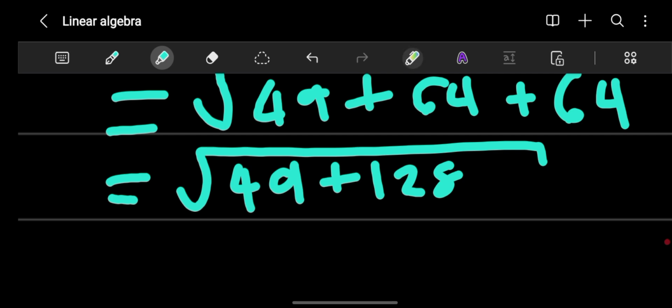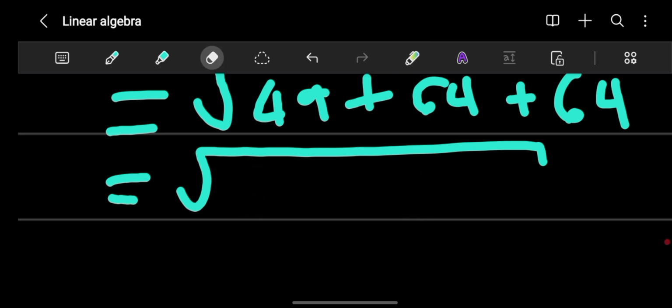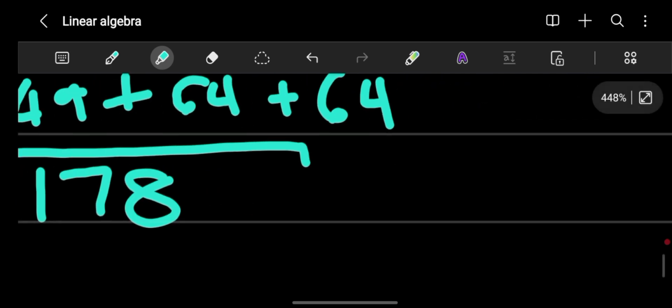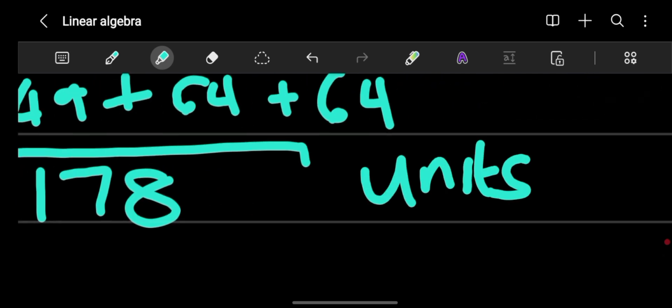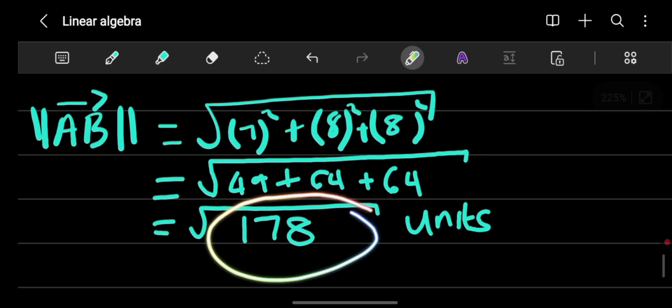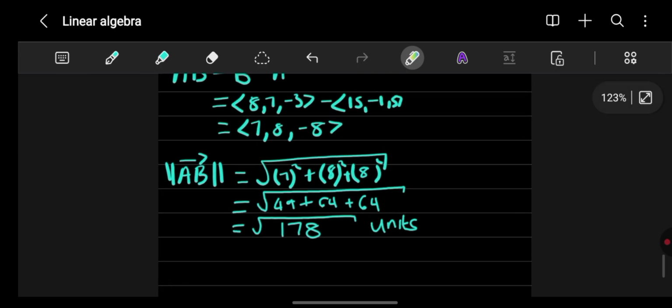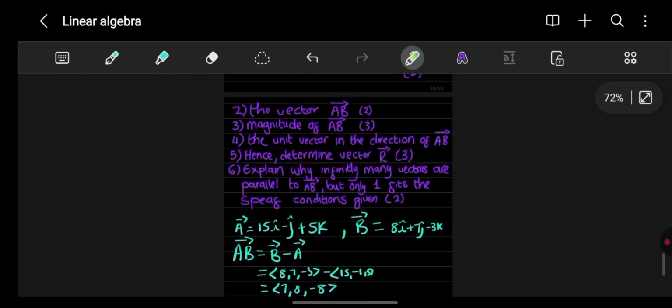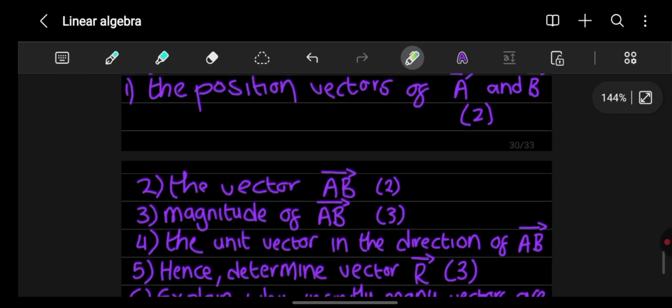Let me carry over the 1 here. That's 17, and then 4 plus 2 is 6, plus 1 is 7, so 177... sorry, 178. I don't know what the square root of that is, so I'm just going to leave it in root form. I really need to learn how to convert big numbers into square roots, but it's fine. So we have found the magnitude.